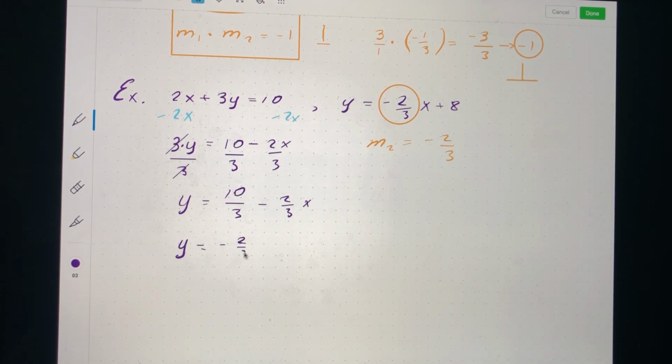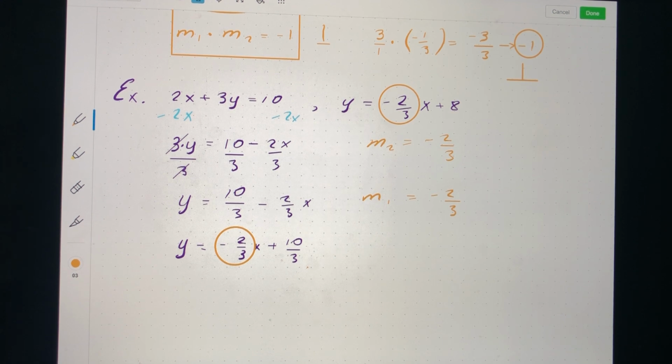Negative 2/3 x plus 10/3. So the slope for the first line, now we can see, is negative 2/3. So m1 is exactly the same as m2. So here, let's type in both equations.